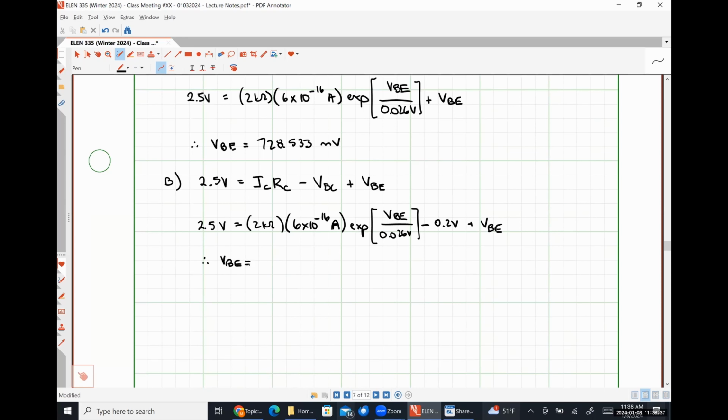And what we'll find is that we have a VBE of 731.278 millivolts, which means our change in VBE was a whopping 2.745 millivolts. So in soft saturation, it really doesn't change the operating point a whole lot, right? If VBE only changed by 2.745 millivolts, our collector current isn't going to change by a huge amount.